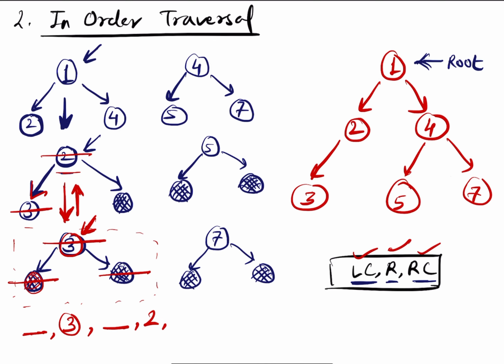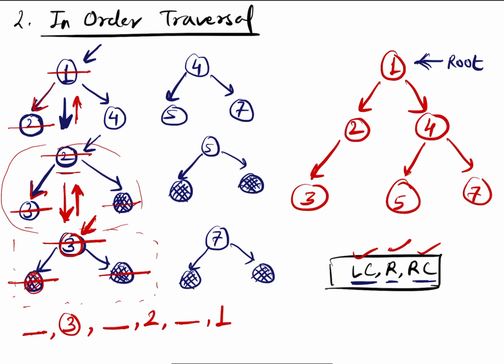Now it's time for the right child, which is nothing but null. So you can see this whole node is processed now. So we will go back again from where we came. So 2 is already processed. So we are here. Left child is already processed for this, so we will process this root node as well.